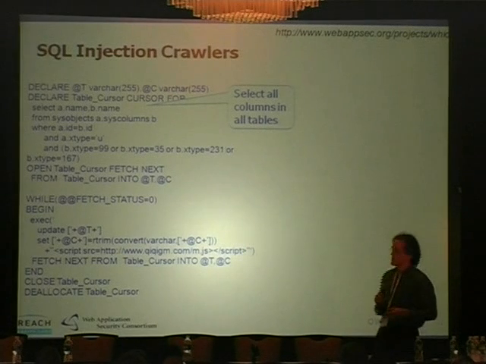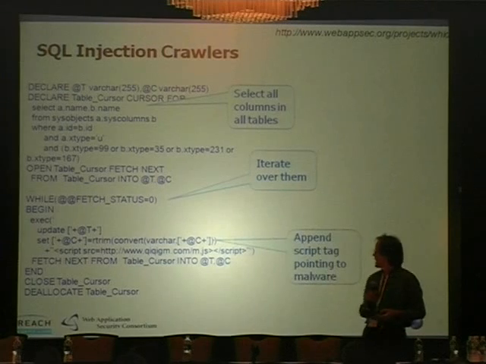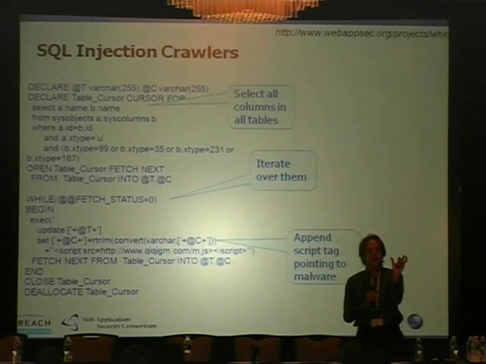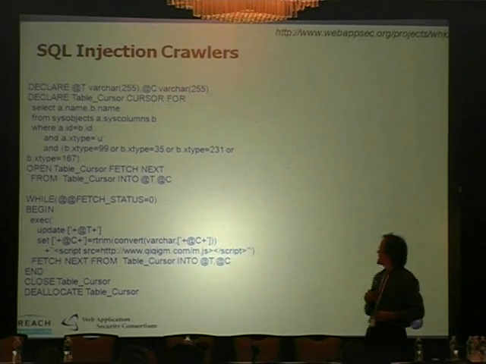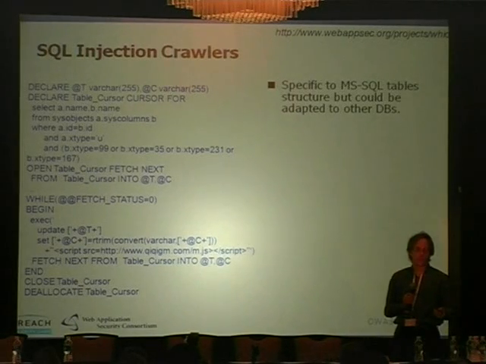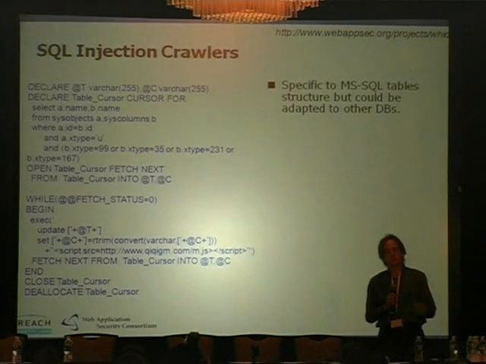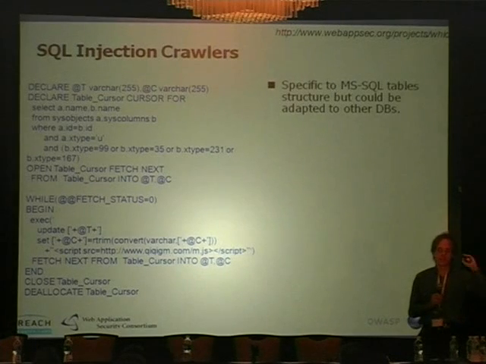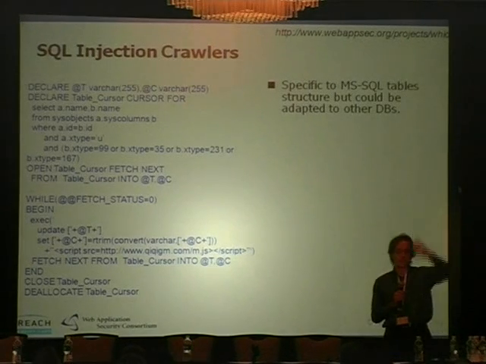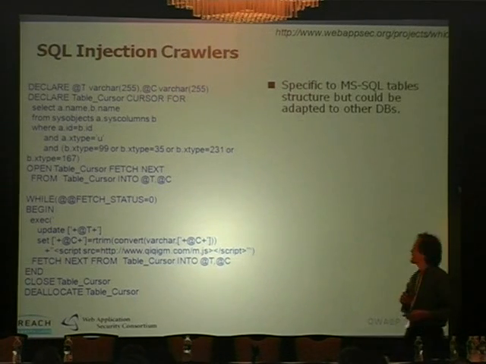What it does is select all the columns in all the tables in the database, iterate over them, and then append a malware injection script tag to each field. The assumption behind that is that some of those fields will be displayed back to a customer, so a customer will see it and be infected by malware. This is a malware spreading method. And it's common. The list I showed you before with a huge number of penetrated sites is based on these attacks and variants of it.